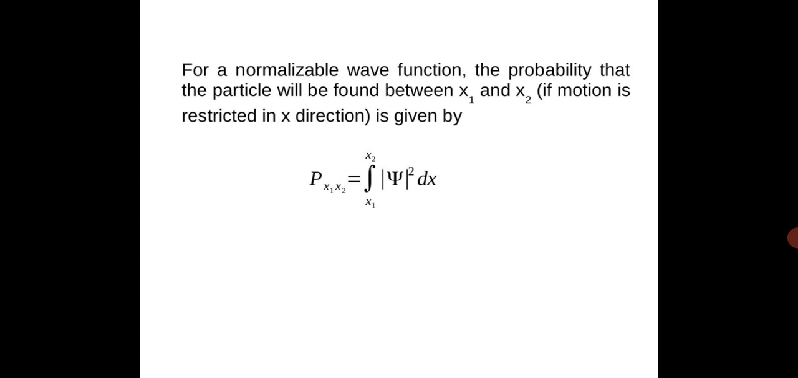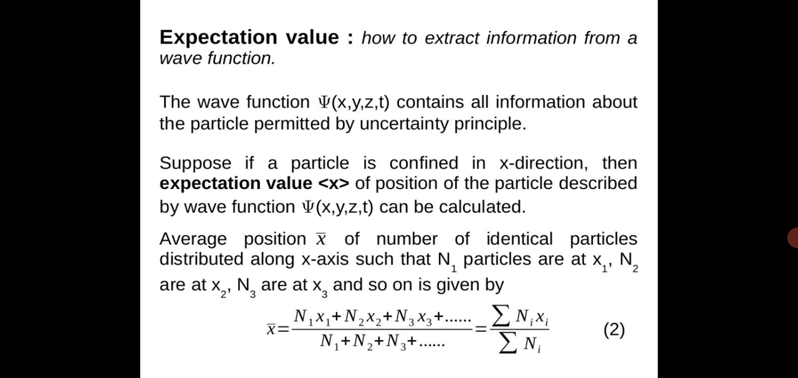For a normalizable wave function, the probability that the particle will be found between x1 and x2 is P(x1 to x2) equal to the integration from x1 to x2 of mod square of psi dx, if the motion is restricted between these two limits. Now the expectation value. How to extract information from the wave function? The wave function psi, which is a function of space and time, that is psi is a function of x, y, z and t, contains all information about the particle permitted by the uncertainty principle, that is Heisenberg's uncertainty principle.